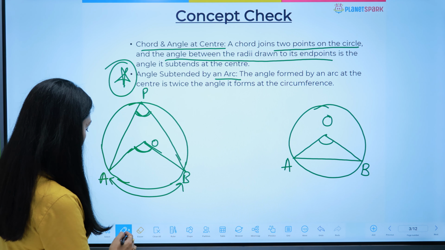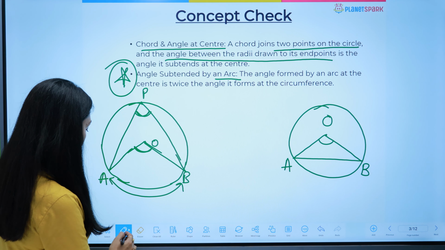And between these two, क्या relation है everybody? Yes, the relation is that the angle formed at the center is twice the angle formed at the circumference. That means angle AOB is twice the angle APB. That is what we have to prove here. So let's see how we can prove it. Yes, quickly scratch your brains and tell me in the comments, everybody. What can we do here?